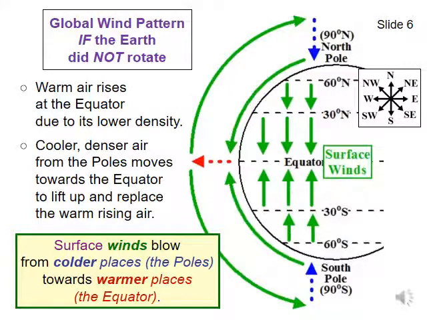Note that the red dotted arrow at the equator represents air moving up, and the blue dotted arrows at the poles represent air moving down. Up means away from the surface of the Earth, and down means towards the surface of the Earth. Up does not mean towards the top of the page, and down does not mean towards the bottom of the page. Similarly, north means towards the North Pole, and south means towards the South Pole.